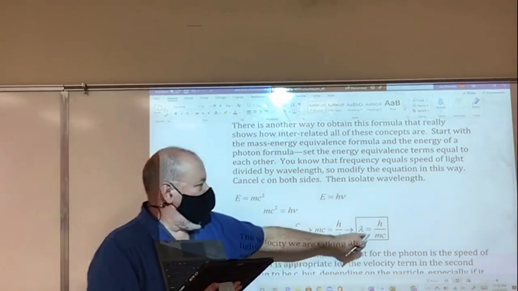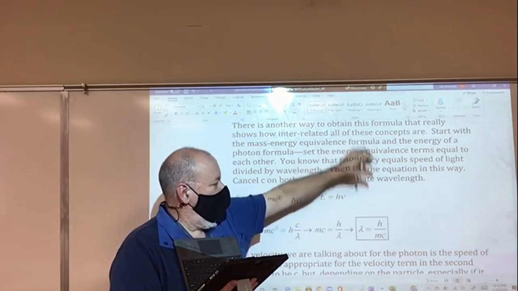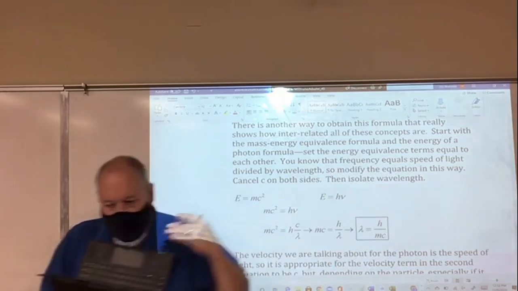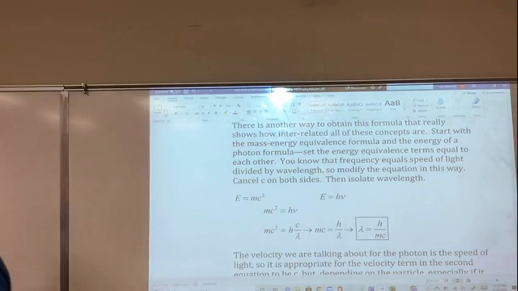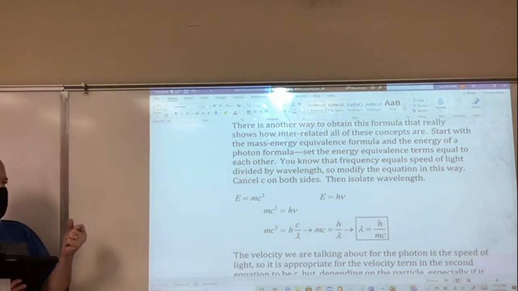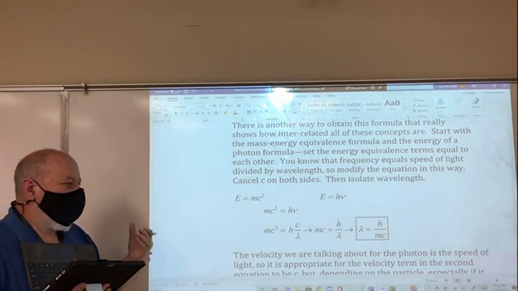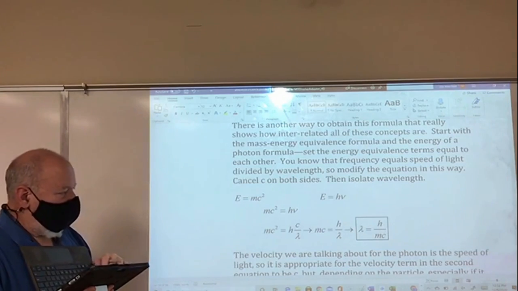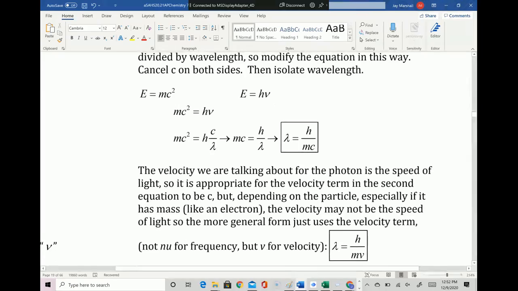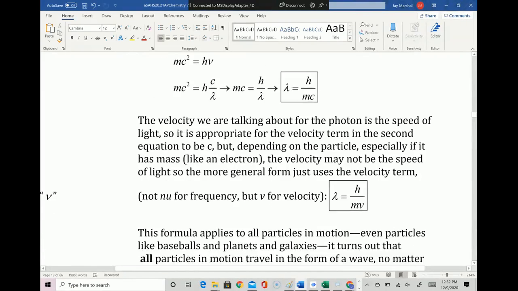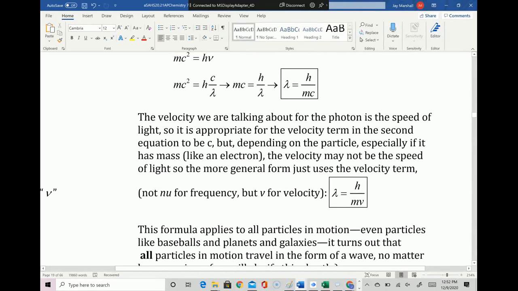And so I've got two independent formulas that say the wavelength of a particle is this. Now, we still don't really know what that means, right? We're just suggesting that particles or things with mass have a wave nature. So the velocity we're talking about for the photon is the speed of light, so it's appropriate for the velocity term in the second equation to be c.